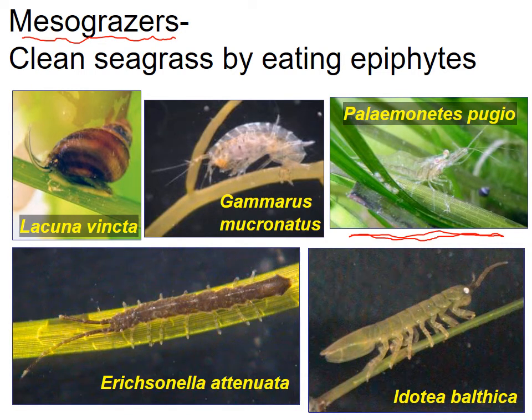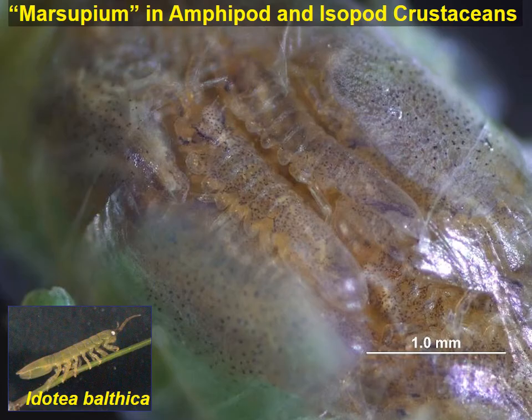It's a decapod shrimp, more closely related to the shrimp that you might eat in shrimp cocktail. And these things all like to eat epiphytes, and experiments of various kinds have shown that when you have these things, the grass gets cleaned. When you don't have them, the grass gets dirty.